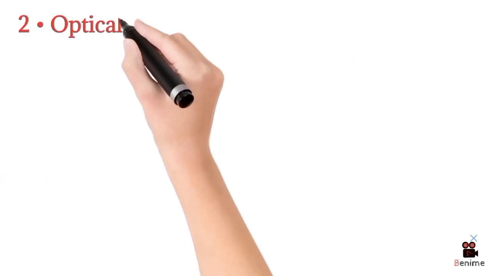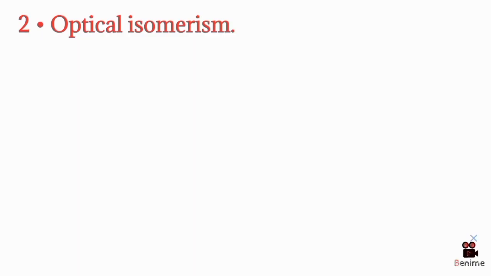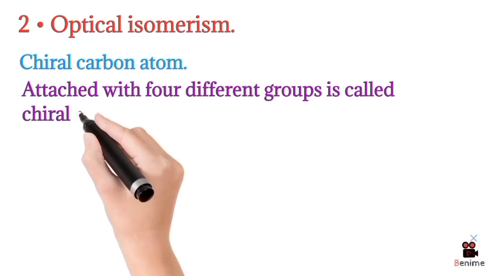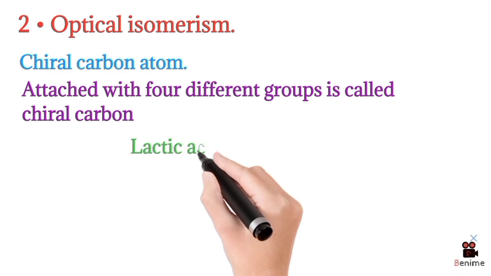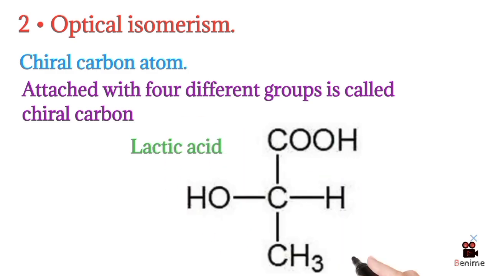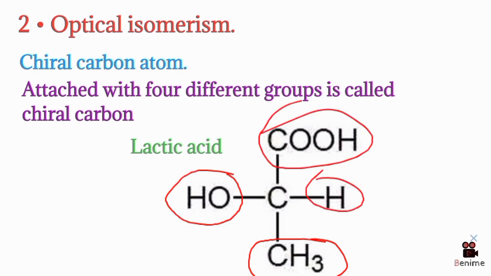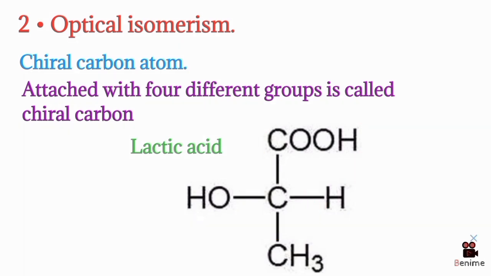Optical isomerism. Now let us move toward optical isomerism. Optical isomerism arises due to the presence of a chiral carbon atom. A carbon atom attached to four different groups is called a chiral carbon. Now let us take the example of lactic acid. In lactic acid, the central carbon atom is attached with CH3, OH, COOH, and hydrogen. Since all four groups are different, the carbon becomes chiral. This gives rise to optical isomerism.